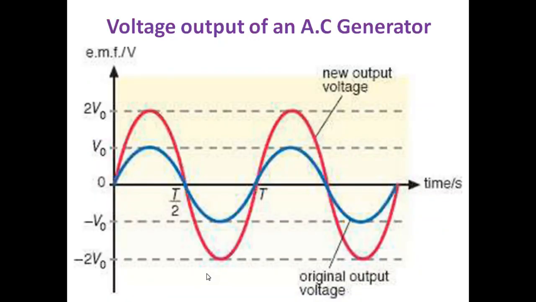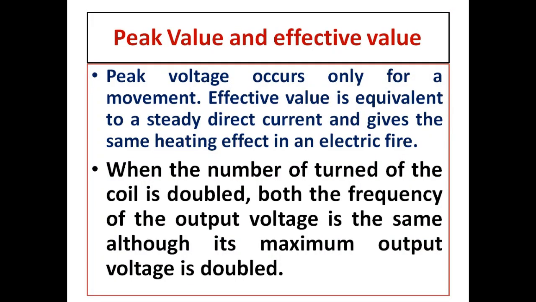Now furthermore, we can see this diagram where the blue colored line is showing the original output voltage, whereas the new output voltage is shown with the red line. So this is what we are going to see, the doubling of the voltage, which we can see with the red line graph here. So this is what we are talking about, the voltage output with respect to the graphical representation, how we can show this and how we can find out the peak value as well as the effective value.